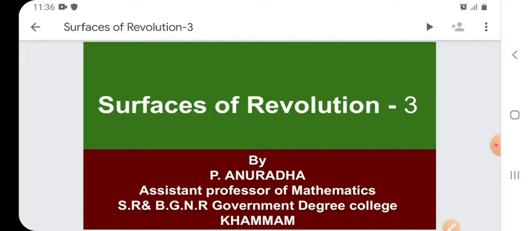What is revolution? Revolution means one complete turn of 360 degrees. If a curve revolves about an axis, we get a three-dimensional solid shape. Already we know how to find the three-dimensional solid shape's volume. In previous videos, we found the volume of revolution. Here we have to find the surface of revolution, which means we have to find the surface area of that three-dimensional solid shape.